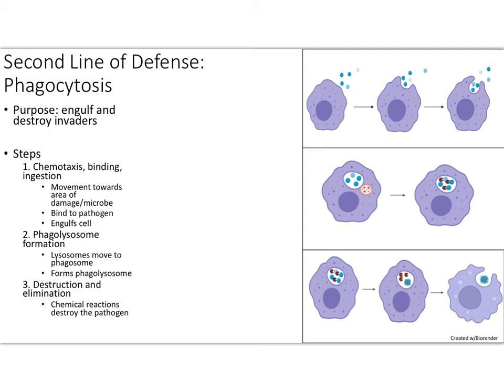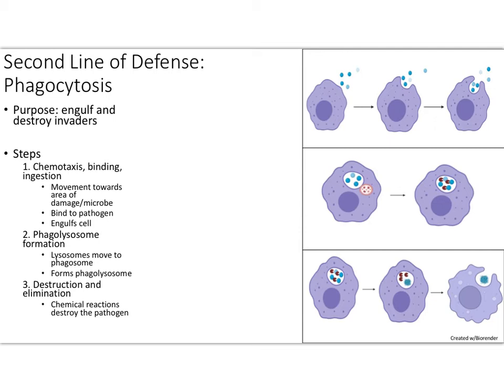But the purpose of phagocytosis is to engulf and destroy the invading microbes. That's the whole goal of phagocytosis. It is just for our body cells to grab on to these invading microbes and start to destroy them. Technically, it happens in 3 steps. The first step is what we call chemotaxis, binding, and ingestion.